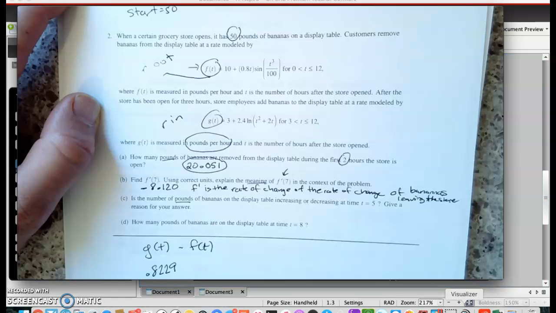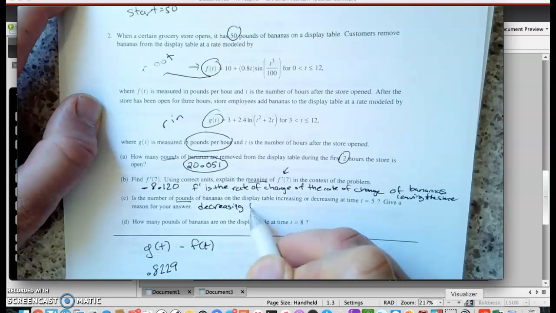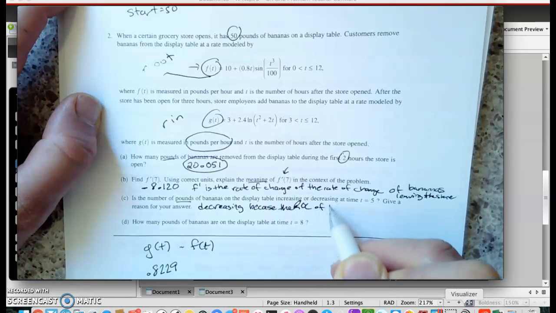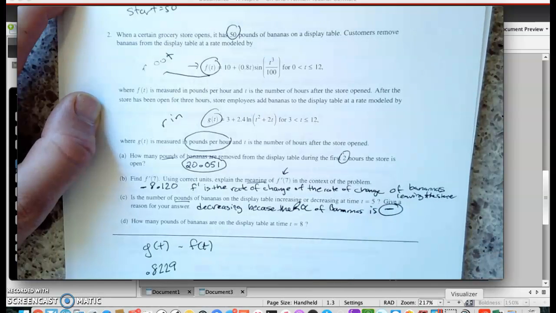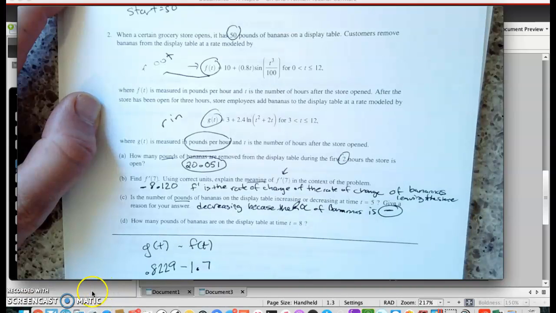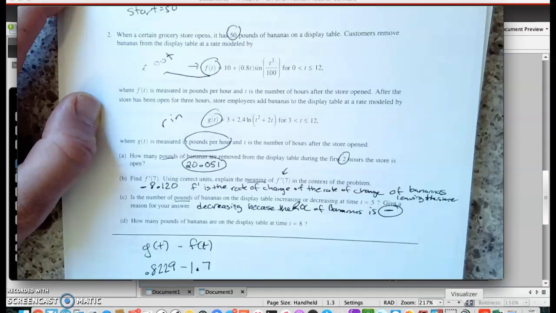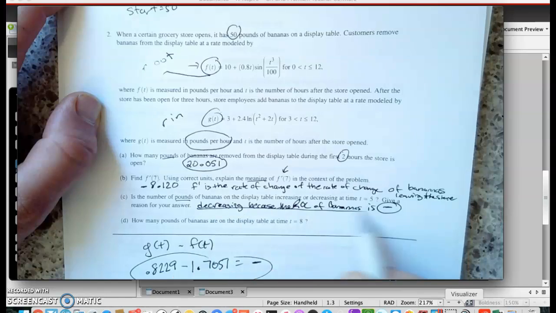So I'm going to give them just the information they want. Is the number of pounds of bananas increasing or decreasing? It's decreasing because the rate of change of bananas is negative. You can put down your answers if you want. You could write down 0.8 minus 1.7, whatever that number was. Let me find it. 7051. But you don't need that info as long as you told them it is decreasing.